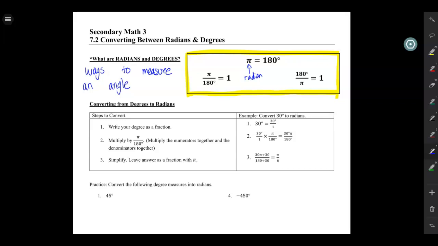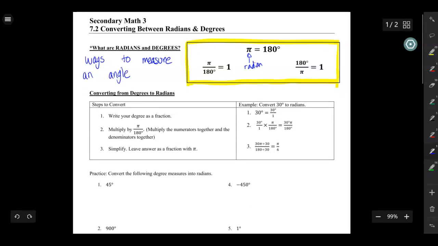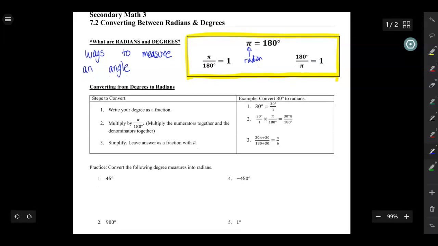So the big question that we're going to talk about here is if you have one angle measure, like say you have it in degrees and you want to put it into radians, how do you do that? So let's talk about that, going from degrees to radians. So here's your steps to convert. On the left you have your steps, and on the right you have an example going through the steps.